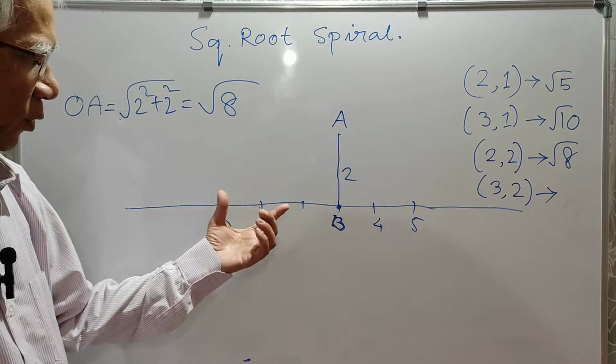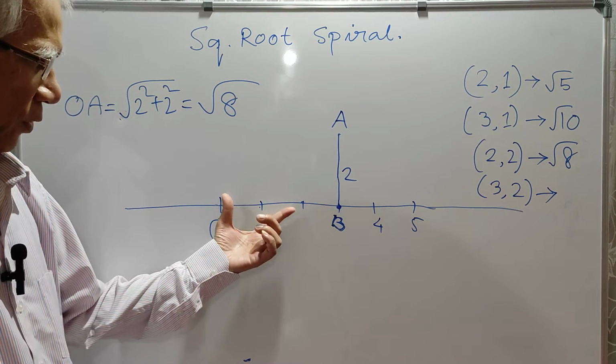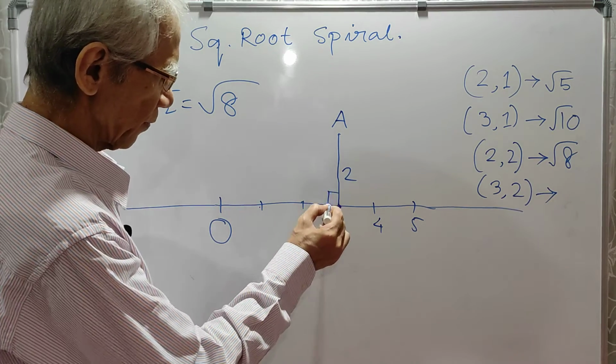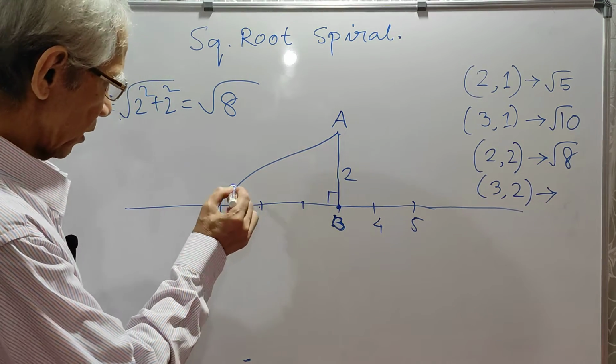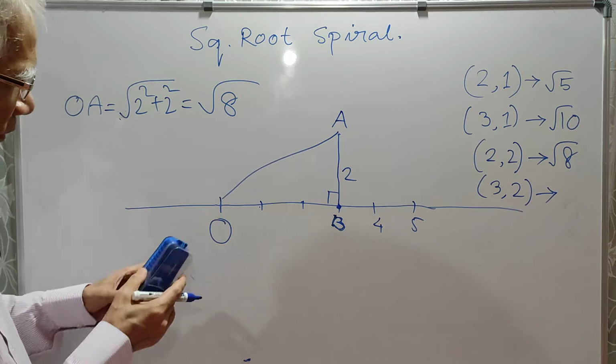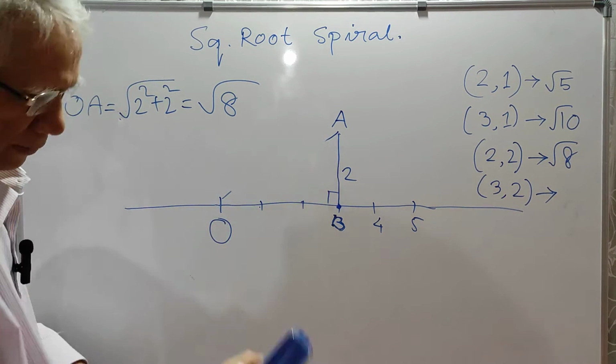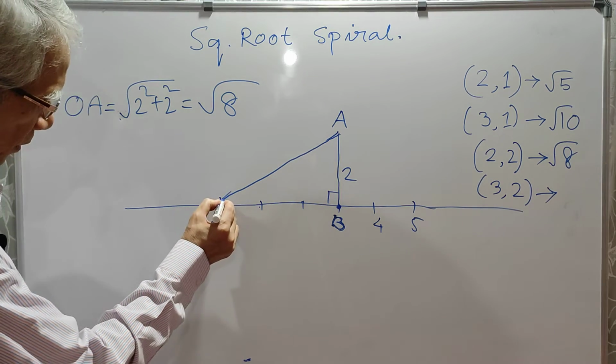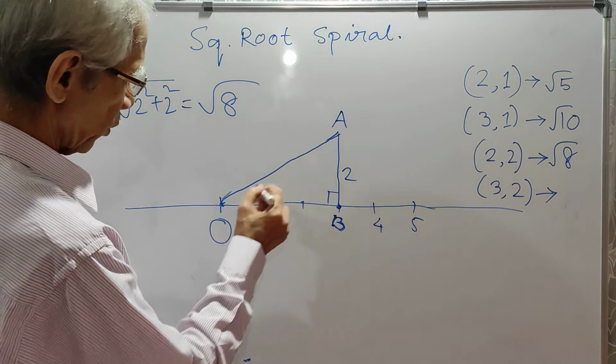BA is of what length? 2 units, like this from here to here 2. This is of course right angle. Then draw a hypotenuse as the method says. Okay, so this is the hypotenuse. Alright, so OA is the hypotenuse.